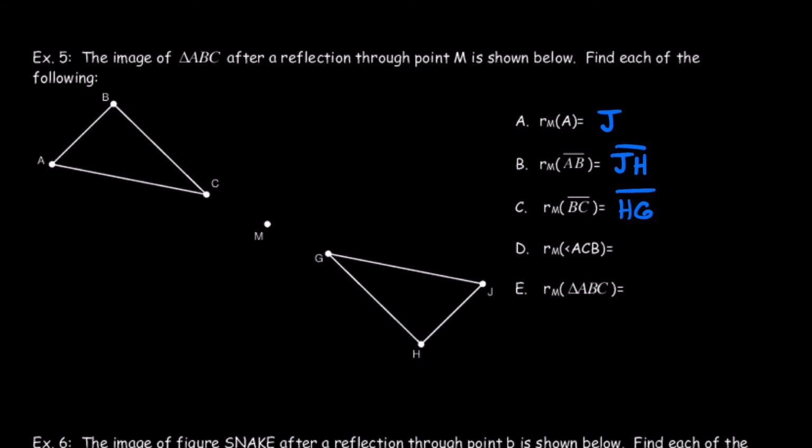Okay, next I have angle ACB. Just remember that order, ACB. A corresponds to J, so that'd be angle J. C corresponds to G, and B corresponds to H, so that'd be angle JGH. And the last one is pretty similar, except it just says triangle ABC. A corresponds to J, B corresponds to H, and C corresponds to G.